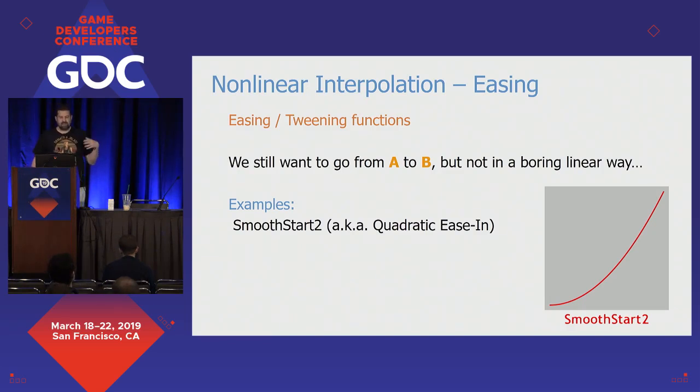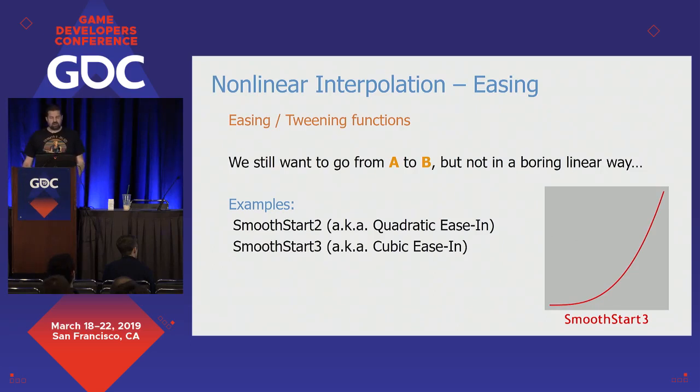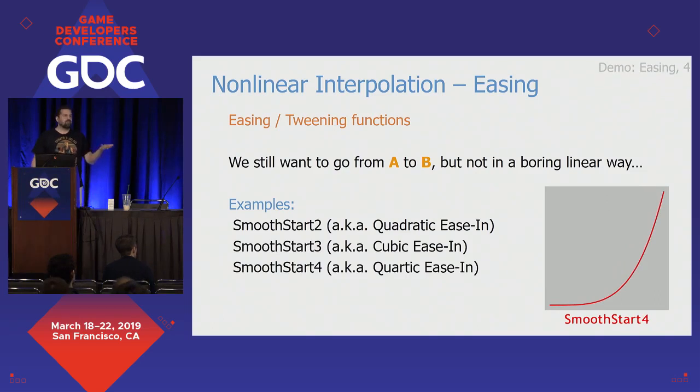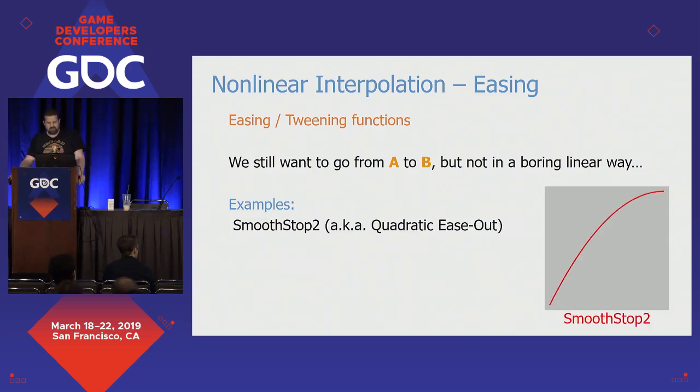This is ease in for artists, quadratic ease in. I call it smooth start 2, right? It starts off smooth. This is smooth start 3, smooth start 4, so we can have a higher order power. And if you're interested in this stuff, that 2015 talk is just tons and tons of fun with easing that you can go check out.